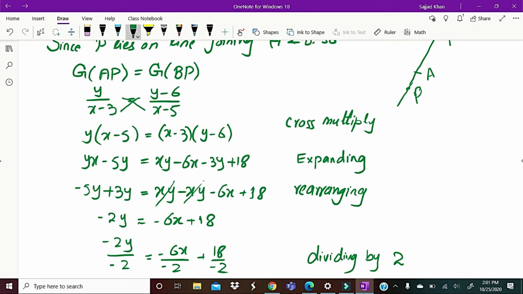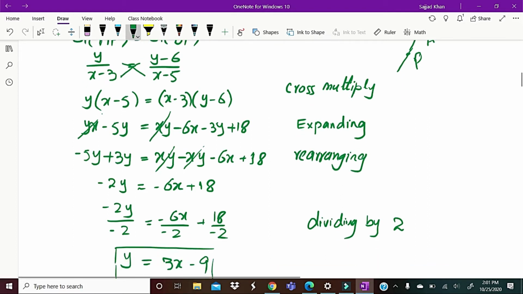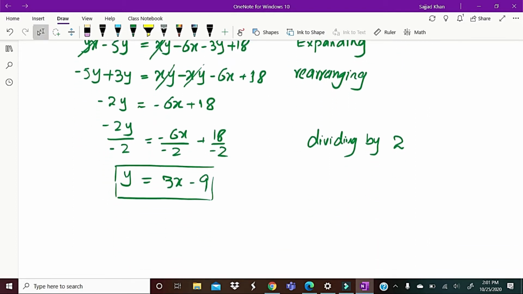Now do the rearranging. Take the y terms onto the left side and x terms to the right side. So this y goes to the right side, becomes positive. This yx goes to the other side, so minus x. You can cancel it for here too. So if you take it to the other side, one is positive, one is negative. They cancel out. You are left with minus 6x plus 18. And minus 5y plus 3y gives you minus 2y is equal to minus 6x plus 18. If you divide both sides by minus 2, we get that y is equal to 3x minus 9, which was asked.